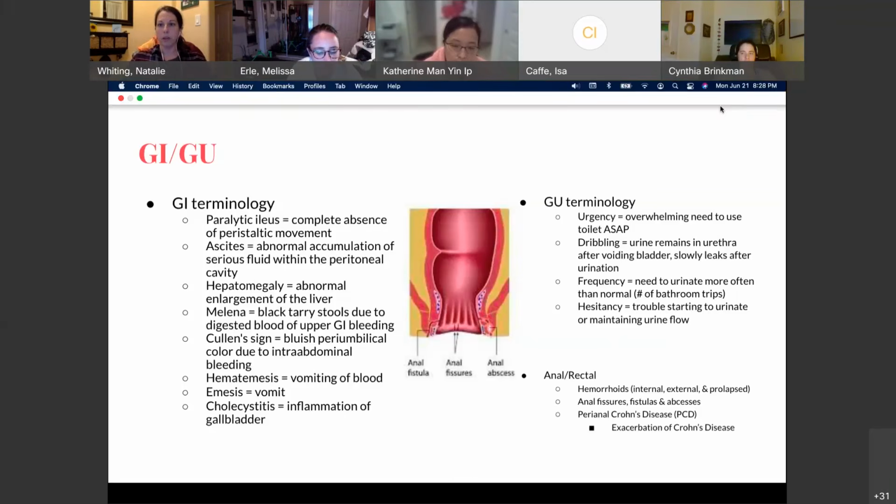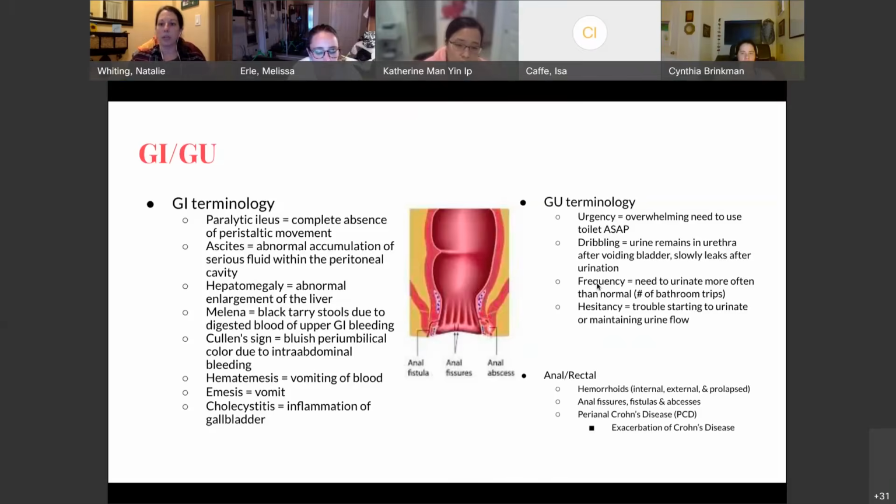All right, so GU terminology to know. Urgency is an overwhelming need to use the toilet as soon as possible. By contrast, don't get it confused with frequency, which is the need to urinate more often than normal. So that's the number of times they're going. And don't get that confused also with hesitancy, which is trouble to start or maintain the flow of urine. Dribbling is the urine that remains in the urethra after voiding and it slowly leaks out.